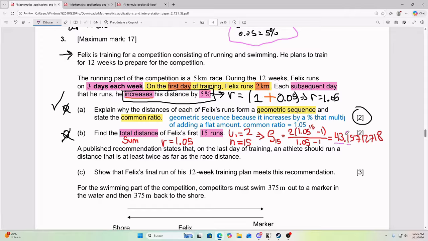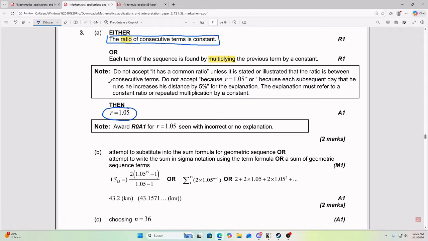And if you want to do significant figures, you would go like this: 1, 2, 3. Do you round it up or keep it the same? You round it up, so you could leave it as 43.2. What are my units? Kilometers. Wow, that's a lot of kilometers. Congratulations, Felix. So, let's check our work.